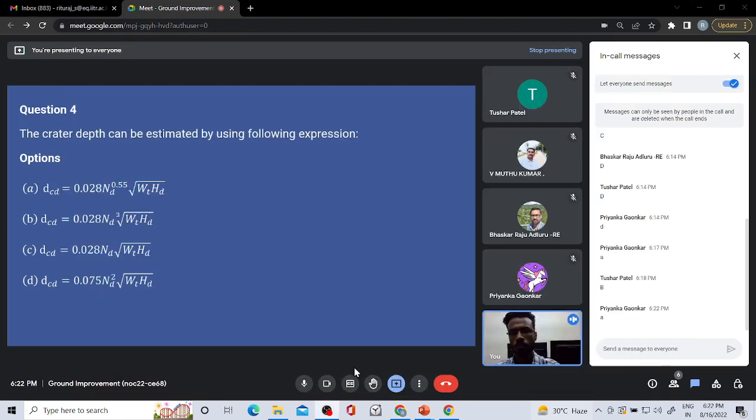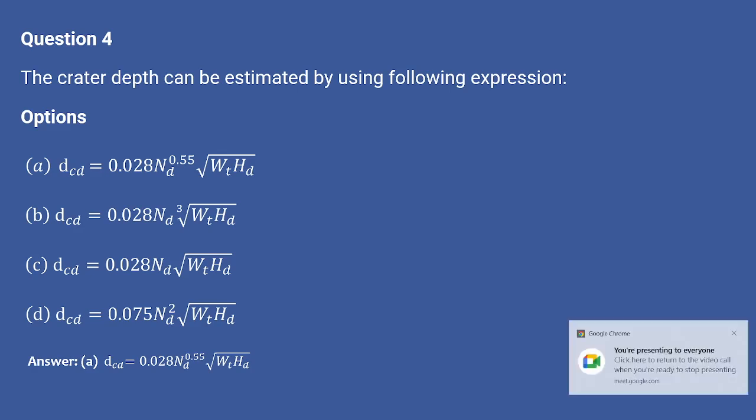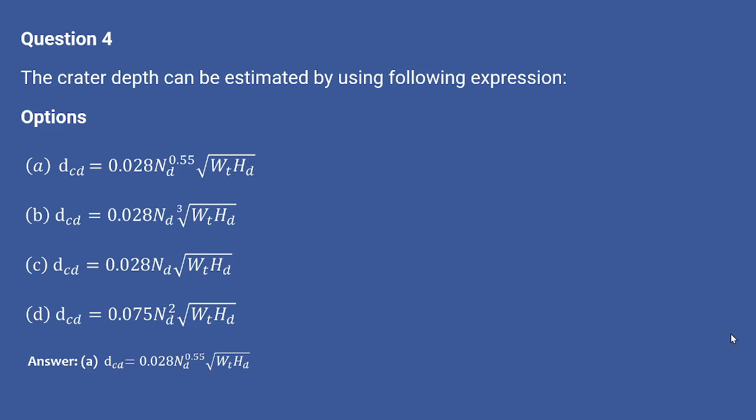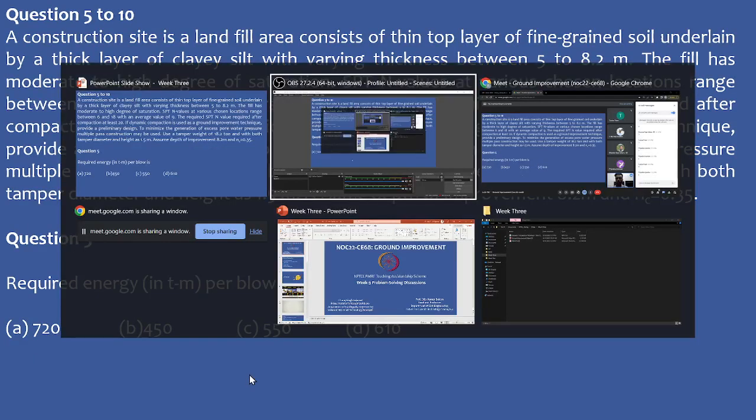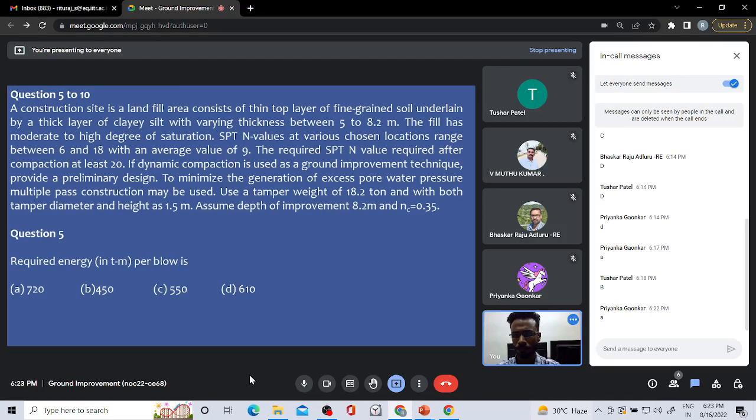Yeah, so it's just an empirical relation based question. So the answer is A, 0.028 and D power 0.5. So it basically depends upon the number of drops, also the weight of the tamper and the height of the drop. So that was all on the empirical or the direct questions.